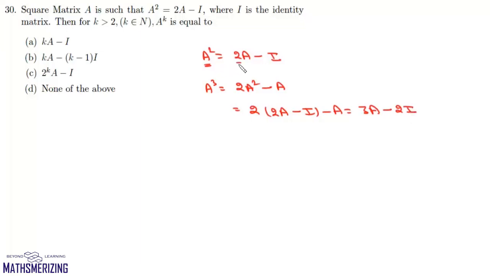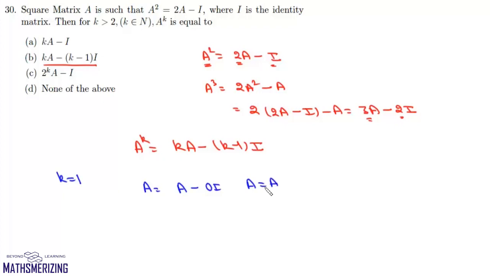Now A square has 2 here and A cube has 3 here, and for A square it is I, and for A cube it is 2I. That means this A to the power K should be K into A minus K minus 1 into I, and that's your option B. Now we'll verify it using mathematical induction. If we take K as 1, we'll get A equals A minus 0 into I, which is A equals A. That means the statement is true for K equals 1.